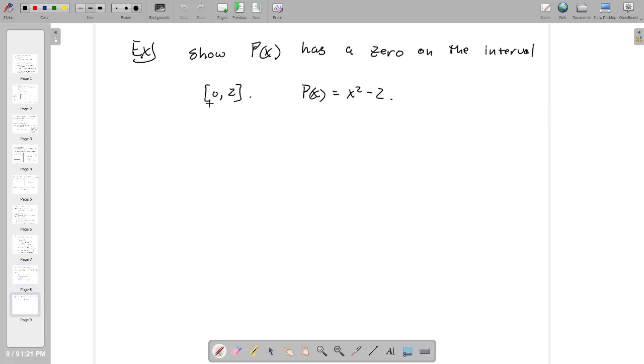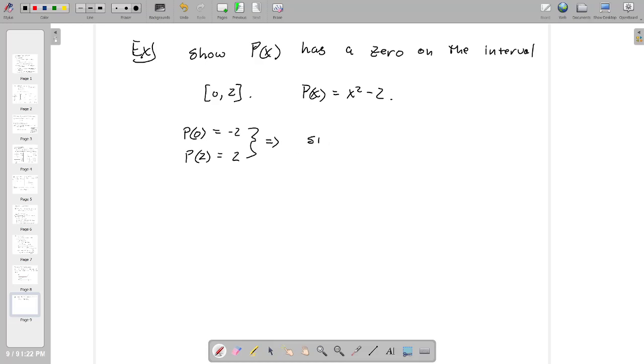So here we check the endpoints. P of 0 will be negative 2. P of 2 is equal to positive 2. So the y value 0 is between negative 2 and positive 2. So we can choose it as our n. Now, I don't really care which x value is associated with y value 0. All that I care about is that one exists.